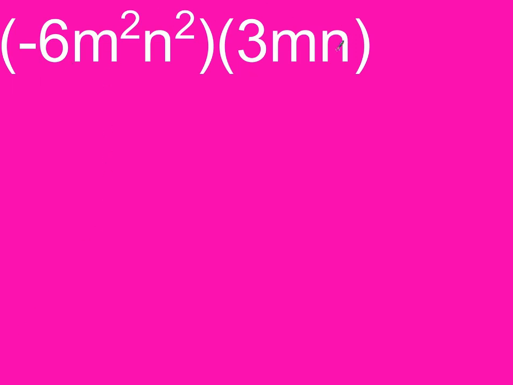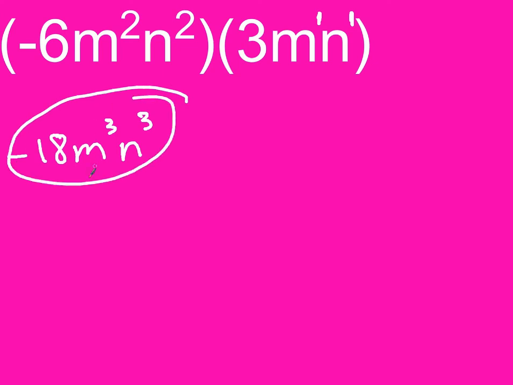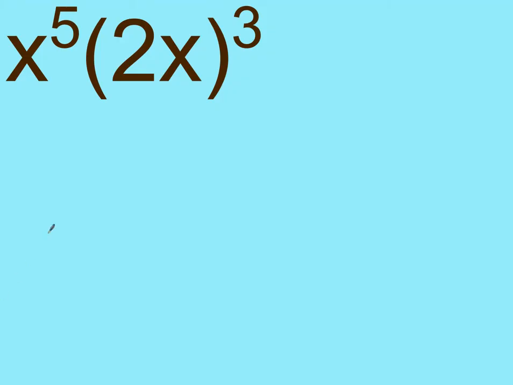Okay, now we're going to multiply everything out. Negative 6 times 3 is negative 18. M squared times m is the same thing as the last example, where you add the exponents, and the exponents here are both 1. So 2 plus 1 is 3. And then again, 2 plus 1 is 3, so you have n cubed. So that's the simplification of this one.